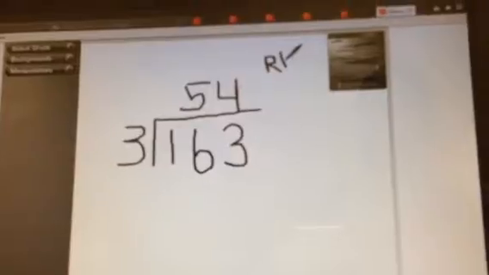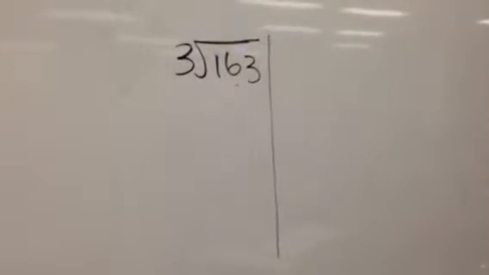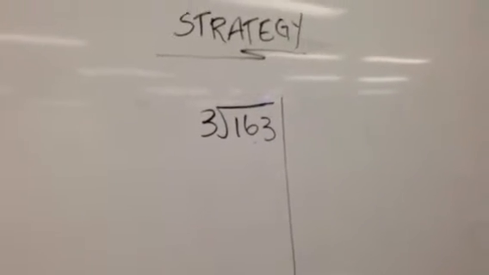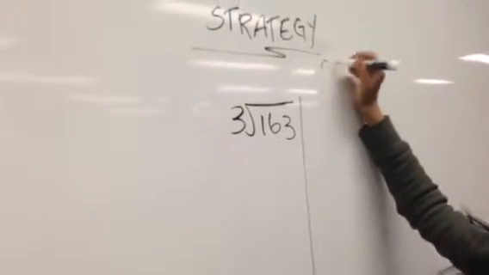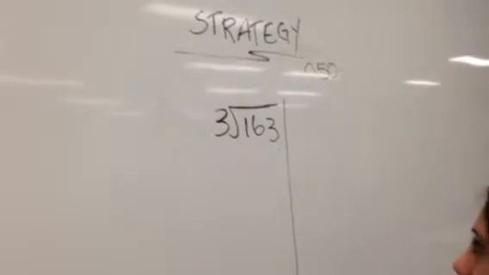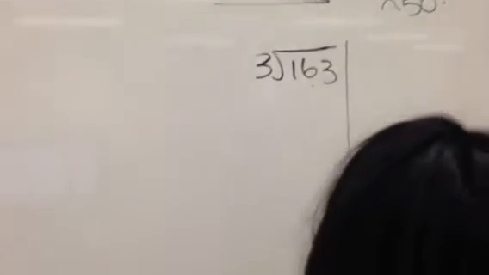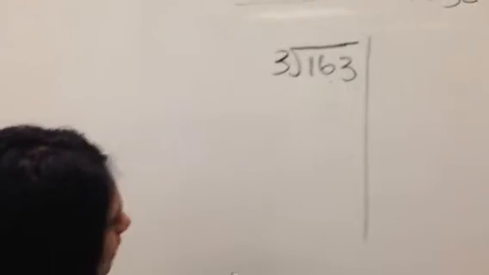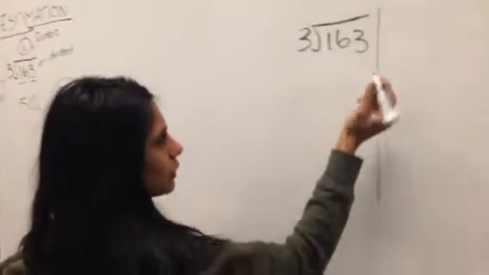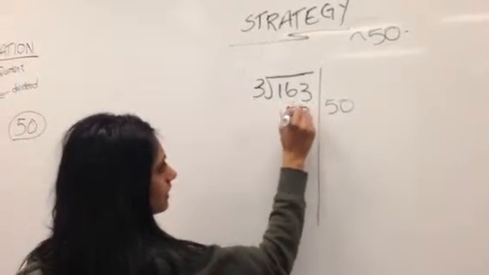Okay. So now we're going to move to my strategy. Okay, so we do have an estimation, and it was the 50. So what we can do is, based on our estimate of 150, we need to find a number that will multiply by 3 to equal 150. So that number would be 50. So 3 multiplied by 50 would equal 150.